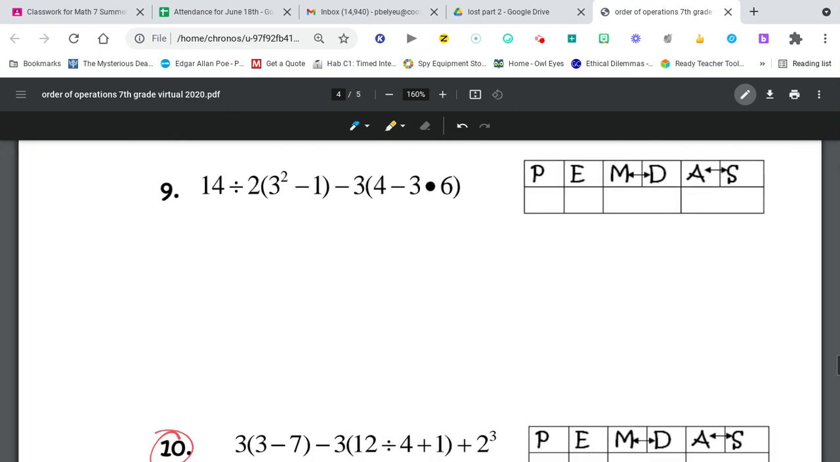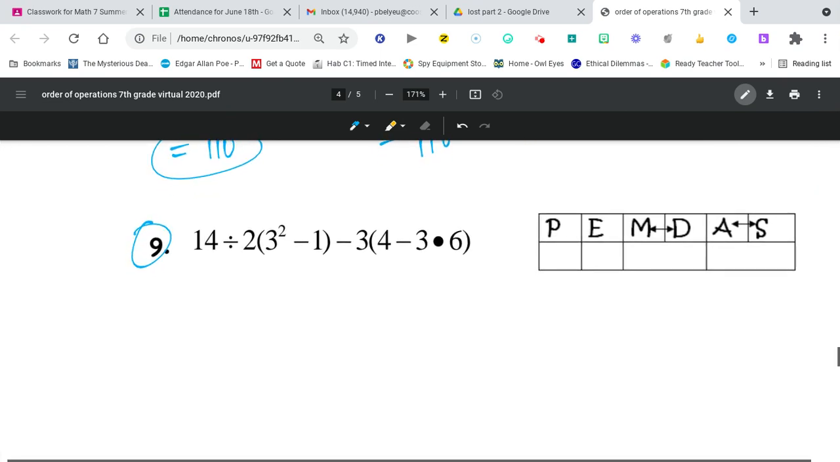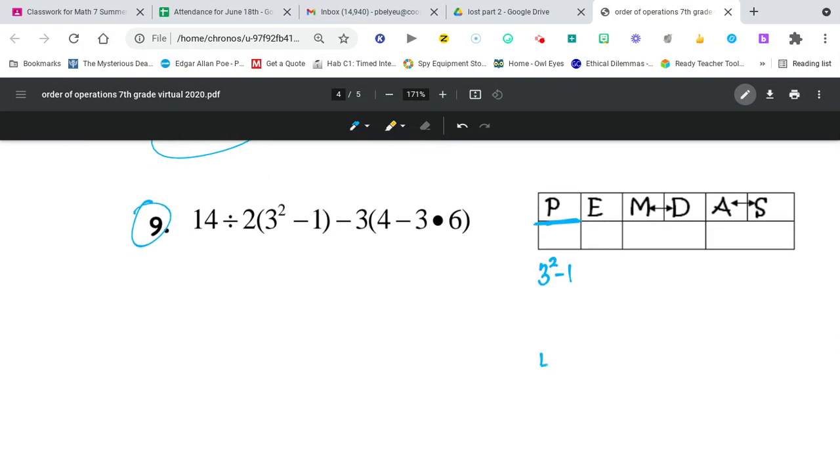Okay, I don't have 9 down, but I want to do 9, okay? All right, so first of all, you're going to check parentheses. All right, check the parentheses. I see 2 sets. So in one set, I see 3 to the second power minus 1. And in the other set, I see 4 minus 3 times 6. Okay? All right, so let's take care of the first set.